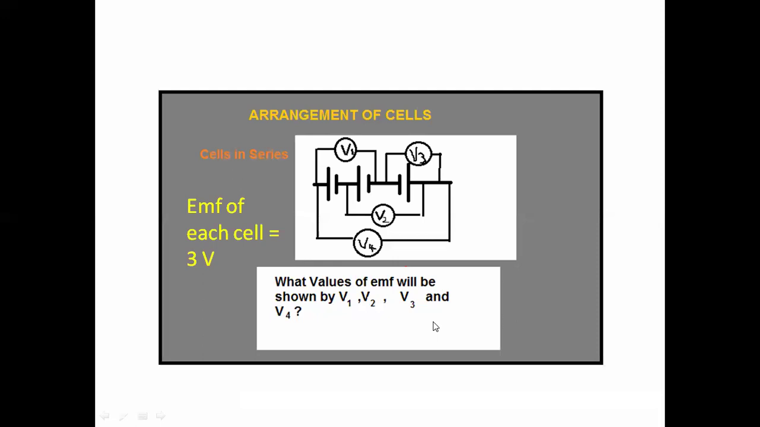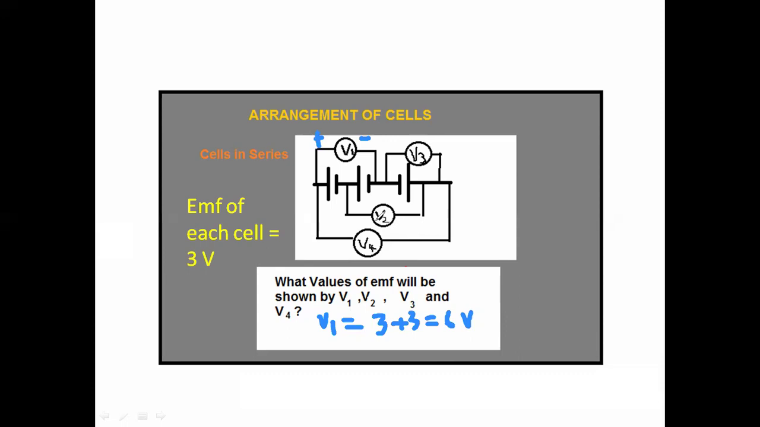In this case, voltmeter V1 is connected across two cells, and this is connected in the right manner. Suppose this is the positive terminal and the negative terminal of the voltmeter. In order to measure the EMF, the positive terminal of the voltmeter is connected to the positive side of the battery. So here, 3 plus 3, V1 will show 6 volt.